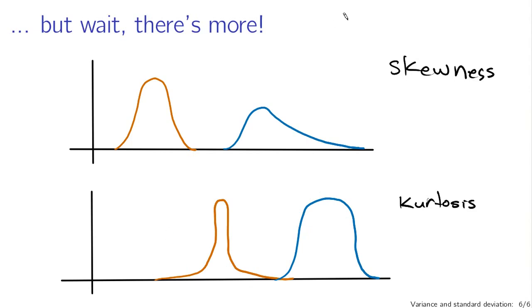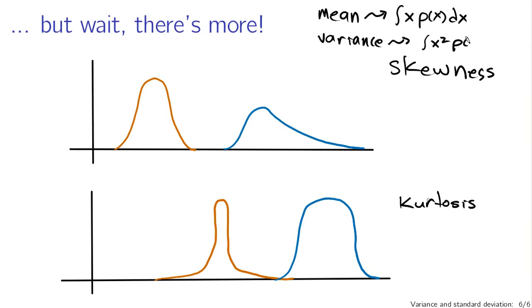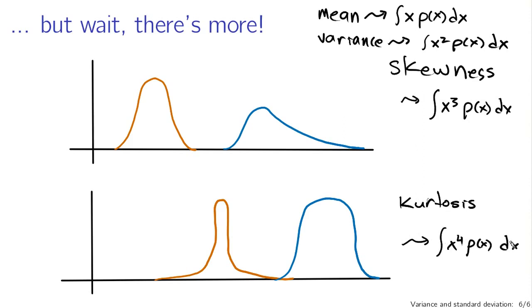Now, mathematically speaking, let me go back a little further. You know the mean, that was related to the integral of x, rho of x, dx. We also just learned about the variance, which was related to the integral of x squared, rho of x, dx. It turns out the skewness is related to the integral of x cubed, rho of x, dx, and the kurtosis is related to the integral of x to the fourth, rho of x, dx. At least those are common ways of measuring skewness and kurtosis.